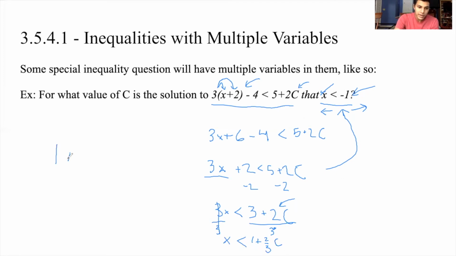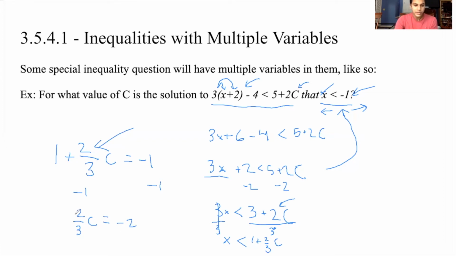So if I write that out, now I have an equation where I can solve for c. 1 plus 2/3 of c equals negative 1. So now if I solve for c, I want to get c all on its own, which is on the left-hand side. I subtract 1 from both sides to get rid of this positive 1 here. And that gives me 2/3 c equals negative 2.